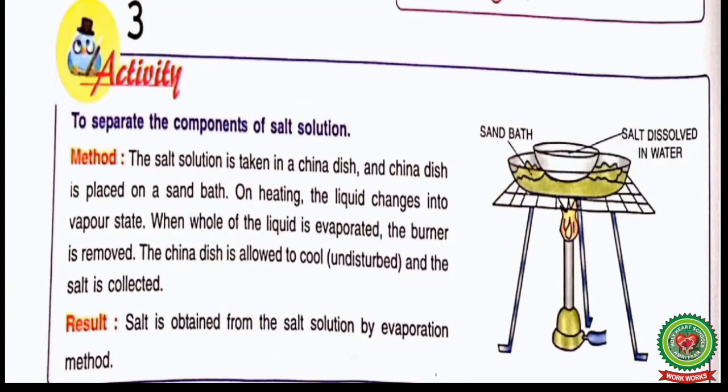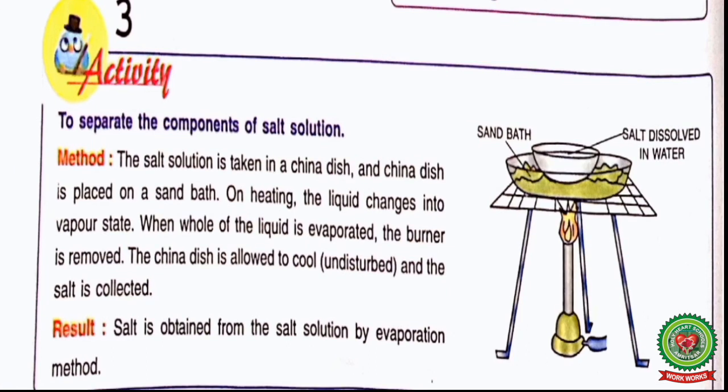Let's discuss activity number 3: to separate the components of a salt solution. Method: the salt solution is taken in a china dish. Students, this is the china dish as shown in the figure, and this container in which the china dish is kept is a sand bath in which sand is kept. On heating, the liquid changes into the vapor state. When the whole of the liquid is evaporated, the burner is removed. The china dish is allowed to cool undisturbed and salt is collected. In this way, we can separate salt from the salt solution. Right?